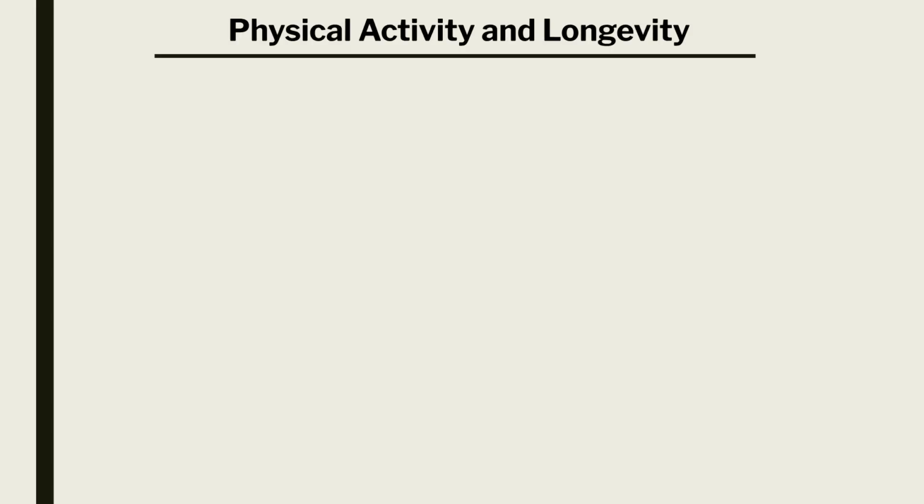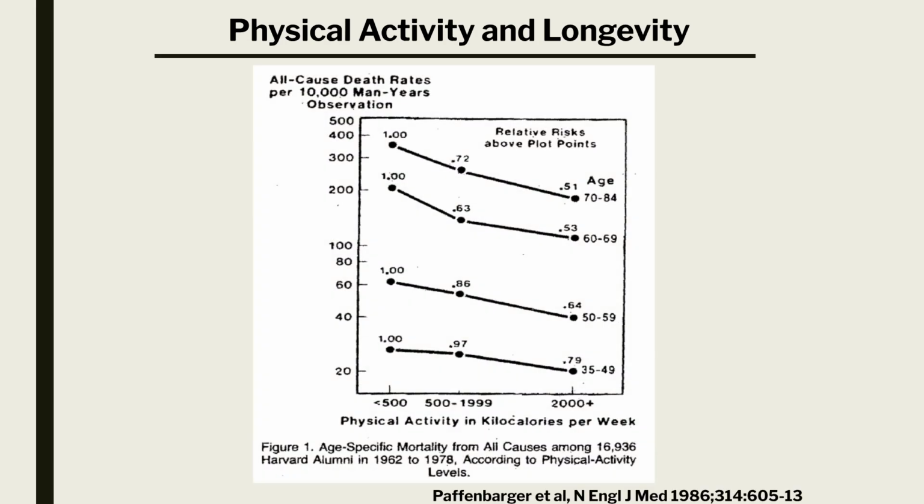This is another paper from the Harvard Alumni Health Study, published about 20 years after the study began. It examines the relationship between physical activity and longevity. On this graph, the y-axis represents death rate, and the x-axis represents physical activity level. Results are shown across different age groups. The group with less than 500 kilocalories per week of physical activity is used as the reference. What do we see? Higher physical activity levels are associated with lower mortality risk, and there is a clear linear trend across all age groups.